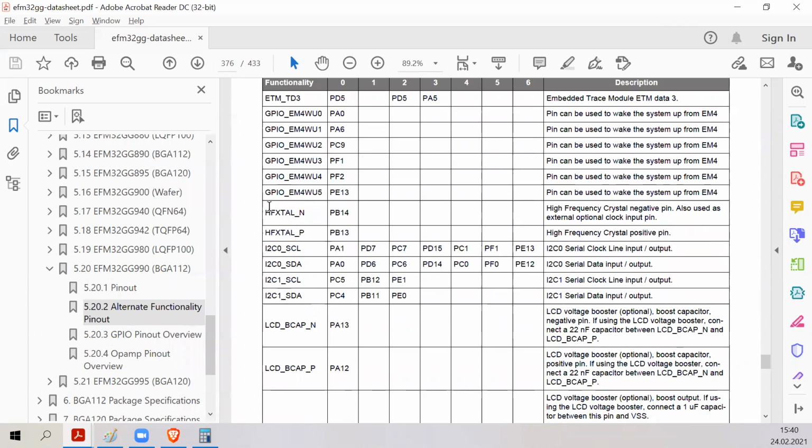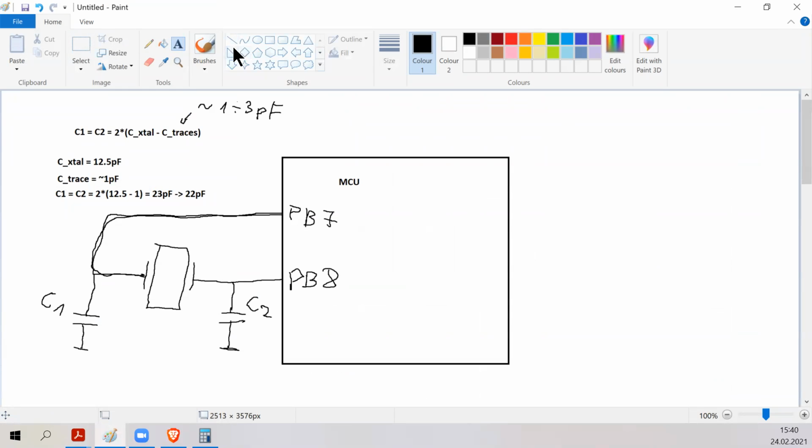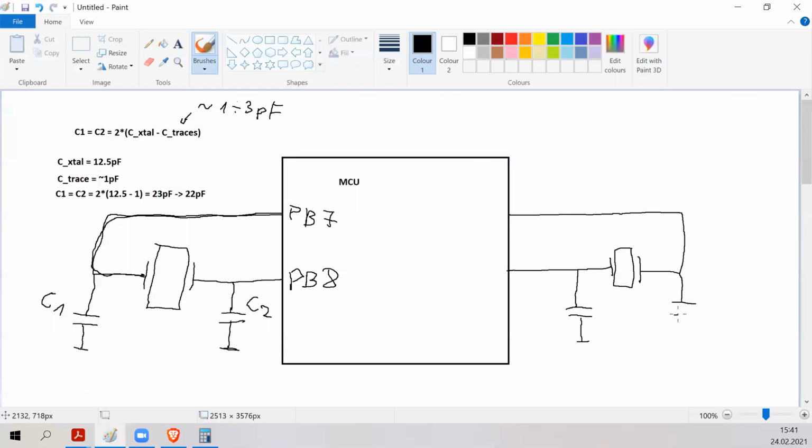So it is called high frequency Xtal. So you connect it to port B14 and port B13. I'll use the same picture here. So the second crystal connects the same way. So this is the crystal symbol. And here it's the same, two capacitors to ground. And now you will calculate yourselves what is the value of, I will call these C3 and C4.